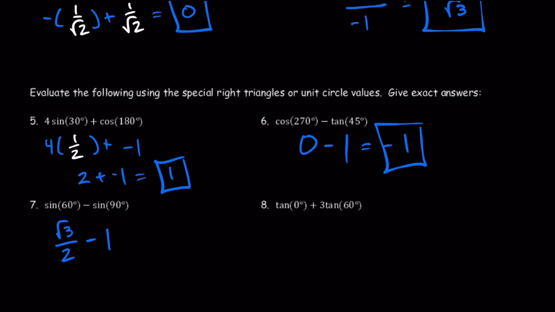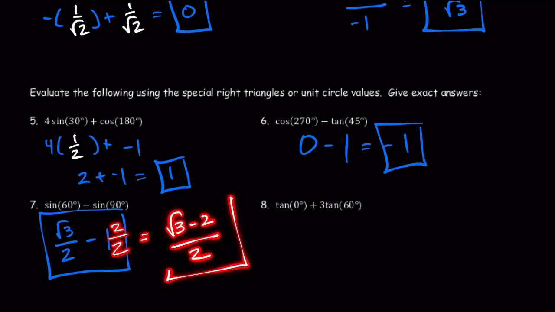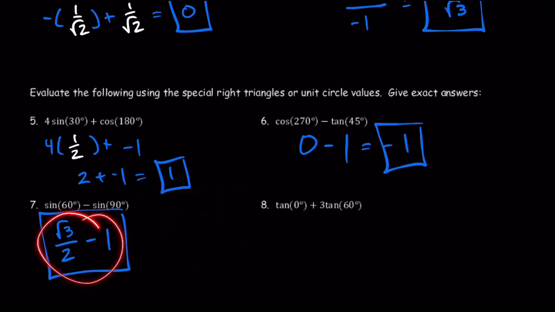And because this has a radical and that doesn't, you can't mix these. Now theoretically I could get a common denominator, but that's not necessary. If you want to get a common denominator, what you would do is multiply this by 2 over 2, and then you could write this fraction as radical 3 minus 2 all over 2. So that would be okay, but this is also simplified.